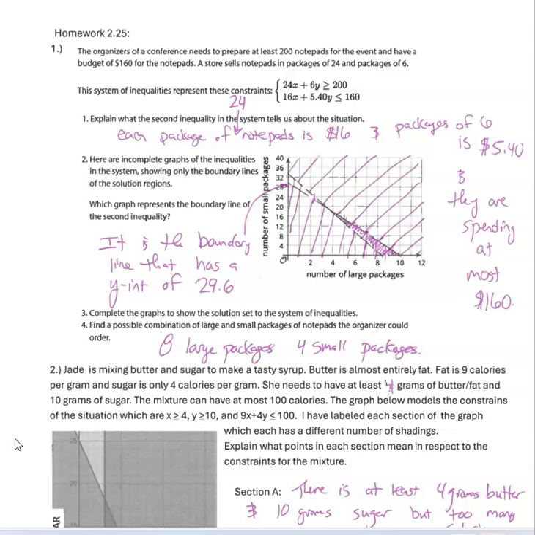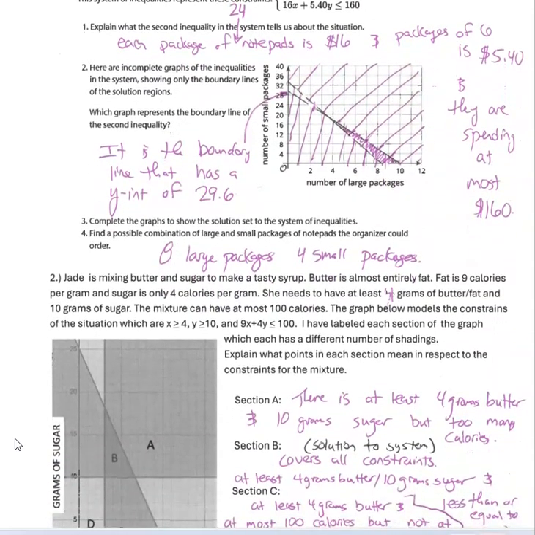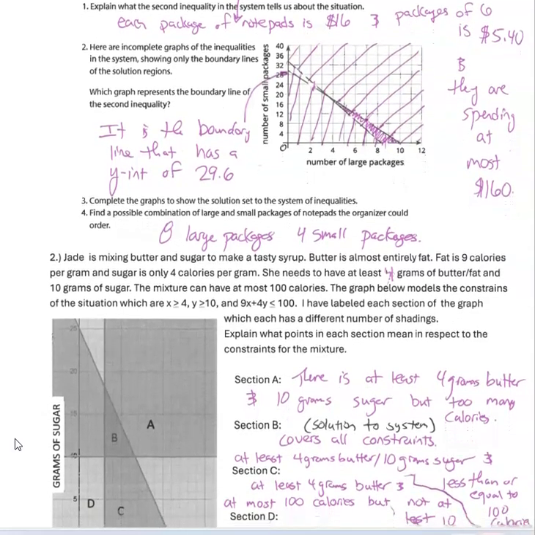Then I went over and knew that that one was the one that needed to be shaded. I tried 0, 0, and I found out it was shaded below, and the other one was going to be shaded above. And you can see the part that is double shaded. And it says, give me a combination of big packages and small packages that would make this true. And I found that 8.4 was something that was double shaded.